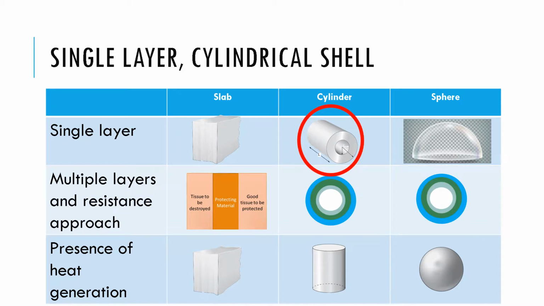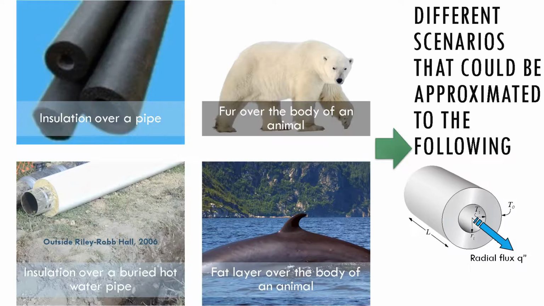Okay, so that was the slab geometry. Now we move on to the cylindrical geometry, and we go through pretty much identical steps, but of course the final results are not going to be the same. Otherwise, we wouldn't do this. So first, why bother about this cylindrical shape?